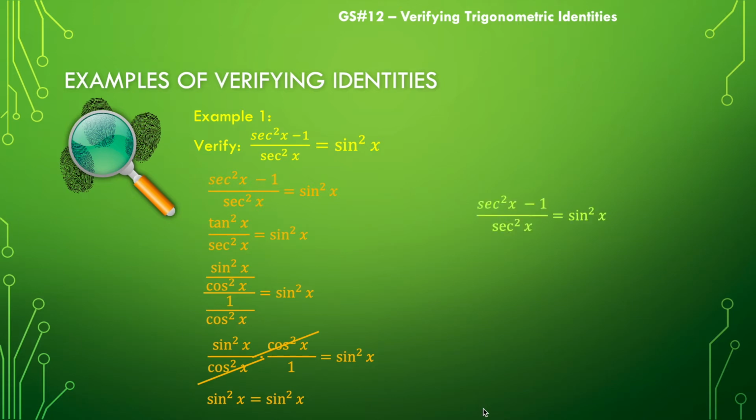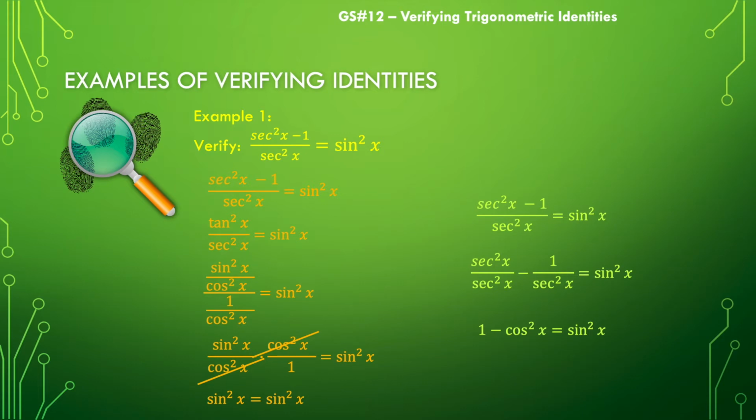Why don't we take that initial equation and break up the fraction? Since there are two things in the numerator, I can write those as two separate fractions. If I do that, I'm left with secant squared of x over secant squared of x minus 1 over secant squared of x. Well, when I go ahead and simplify that, I notice that secant squared of x over secant squared of x is 1, and 1 over secant squared of x is cosine squared of x. So I end up with 1 minus cosine squared of x.